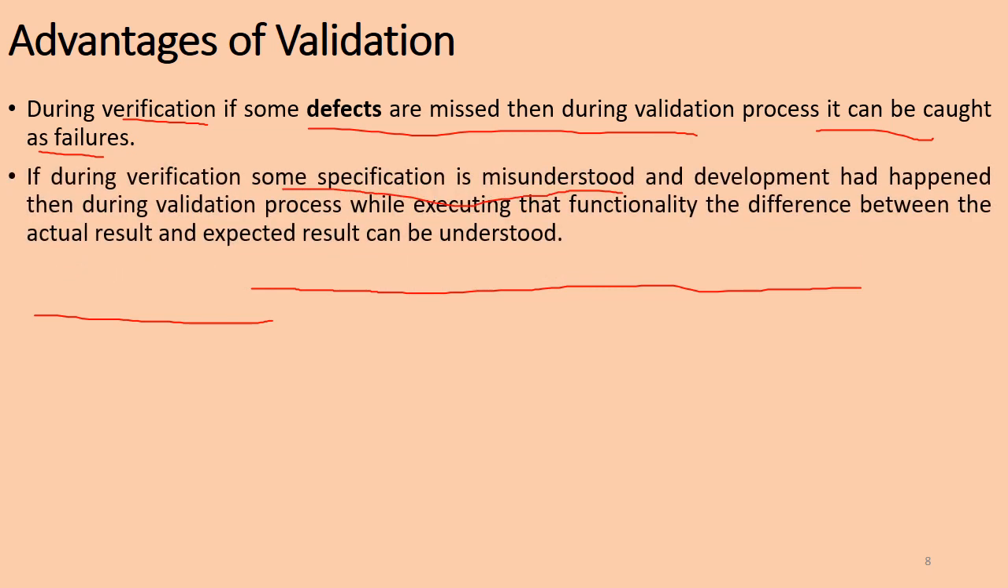Again, if during verification some specification is misunderstood, if you somehow misinterpret the specification and development is also done for that misunderstood specification, then during the validation process, when you execute the functionality, the difference between the actual result and the expected result can be understood. So whatever mistakes were made, or whatever points we forgot to include in the verification by mistake, when we perform the validation testing we can easily catch all the points, there is no issue. We can also identify the missed error.